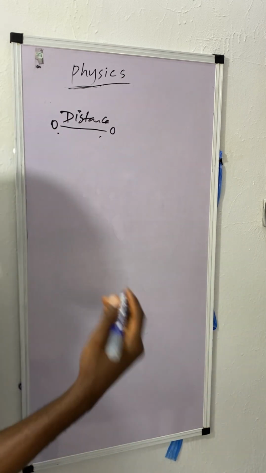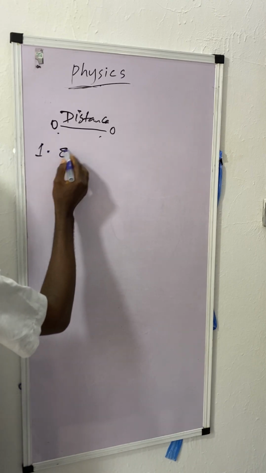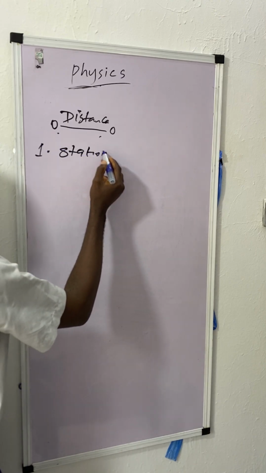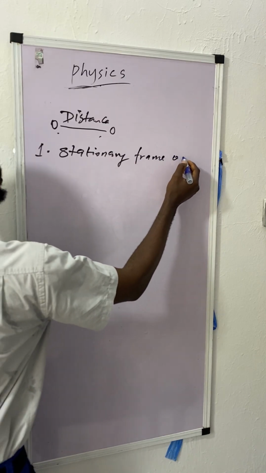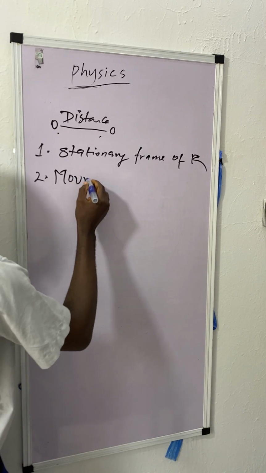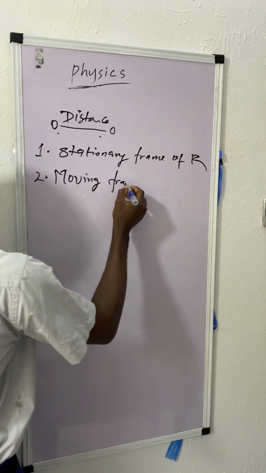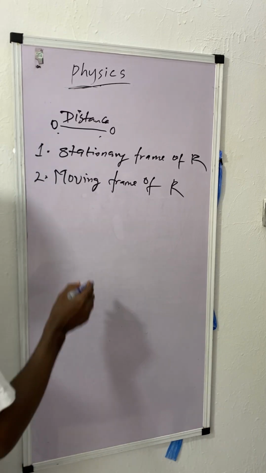All right. Something that you use to compare another thing. And frame of reference, we have two types of frame of reference. We have the stationary frame of reference. Then we have the moving. Number 2, we have the moving frame of reference. All right. So what is the difference?